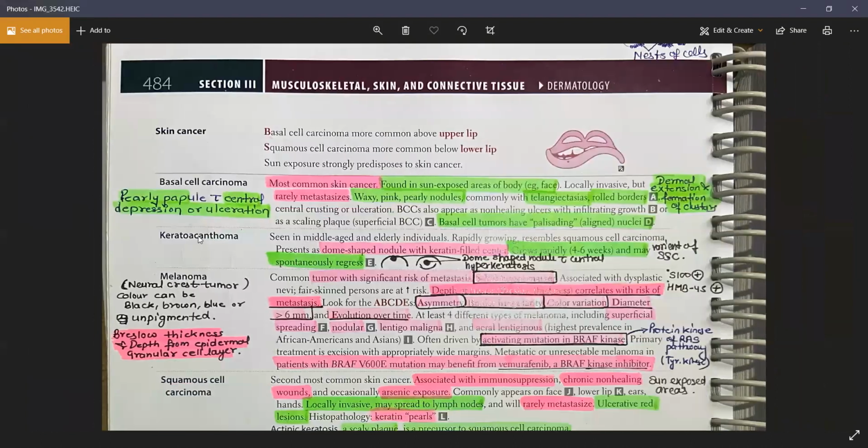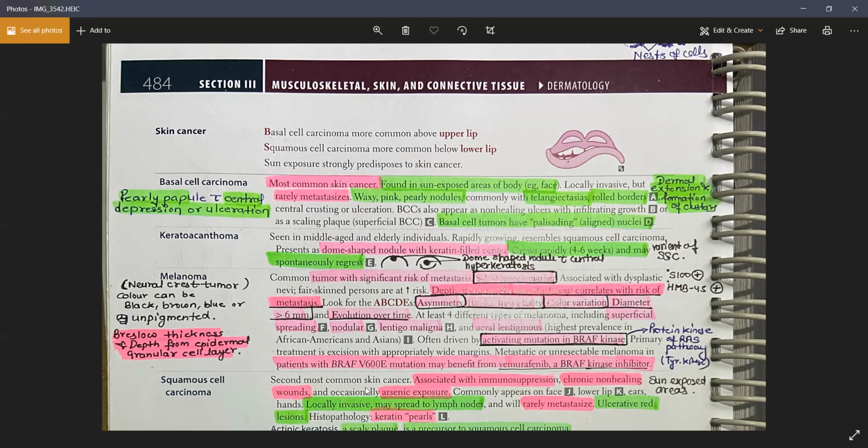Then you have the keratoacanthoma, which is generally seen in middle-aged men, and sometimes in elderly individuals. They are rapidly growing tumors, and they can resemble the squamous cell carcinoma because they have ulcerations, but they will appear as a dome-shaped lesion, as you can see, with a center filled with keratin.